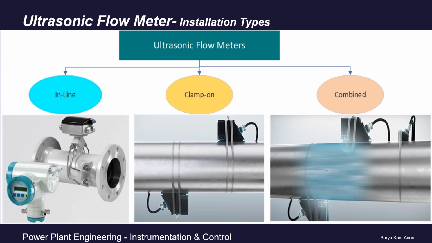Before buying such clamp-on meters, we need to know about the pipe wall MOC, that is the material of construction of the pipe, and the thickness. There is one more, which is the combined flow meter, which has both inline as well as clamp-on to achieve maximum accuracy in the measurement.